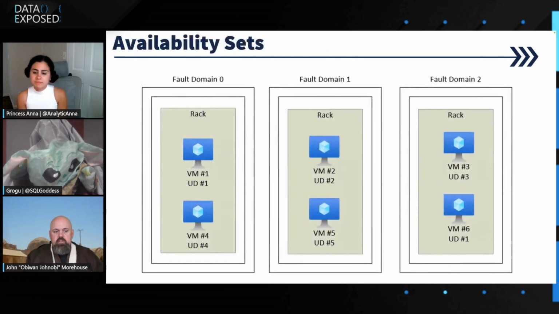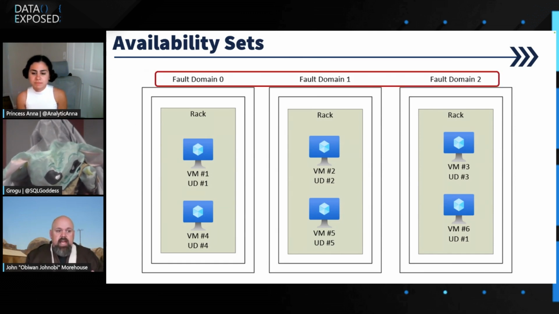Availability sets is really about high availability across racks in the data center itself. So here we can see I've got 3 racks, and in these racks we have what are called fault domains and update domains. You'll notice that the fault domains span across the racks, meaning each rack has independent power, independent networking. So if the entire rack goes down, it doesn't affect the other fault domains.